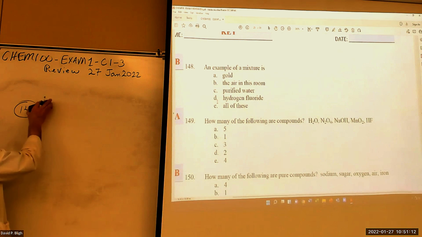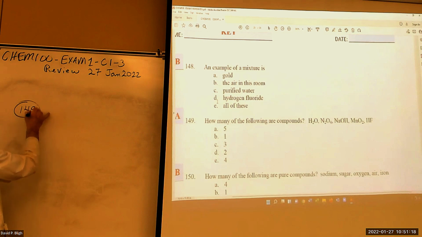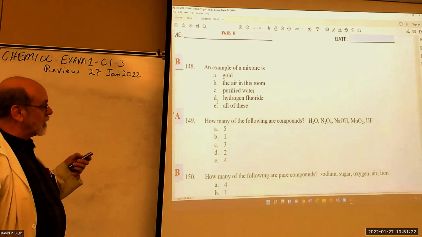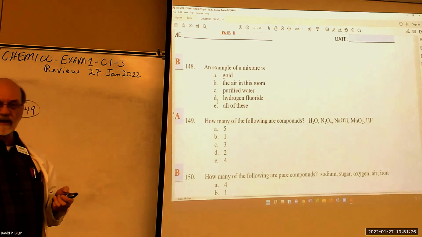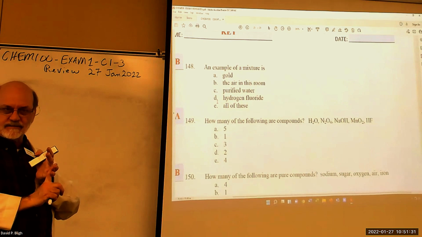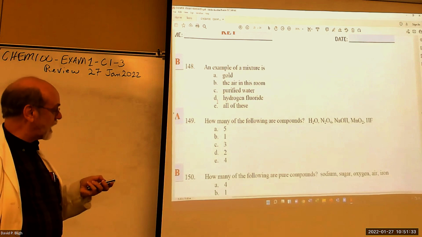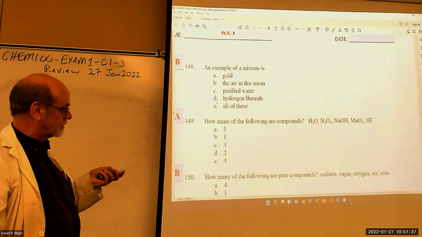149, I think, is the next one. Yeah, 149 and 150. So 149, how many of the following are compounds? What's the definition of a compound? Well, when we write it out this way, it's got to have 2 or more elements in it. So we look at it. Okay, here's one, H2O, that's water.